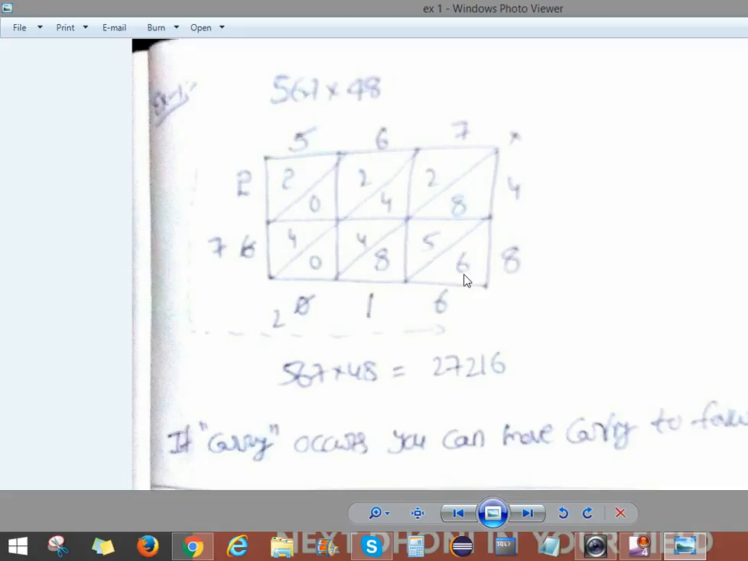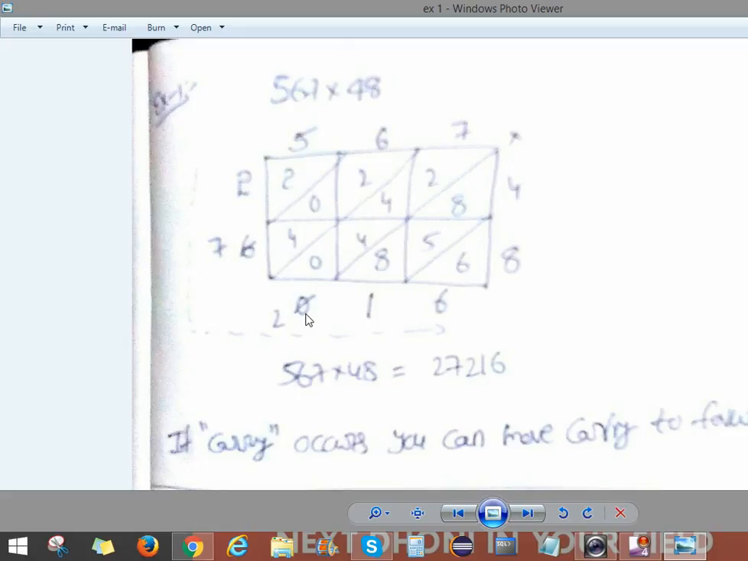What is the main trick? After doing this, corresponding to each separation, you can write like this. For the first box, there is a 2, so corresponding to 2 you can write 2 only, and for the next box you can add the entire diagonal. So that means 2 plus 0 plus 4, that means 6. And the next one, you get 2 plus 4 plus 4, that means 2 plus 4, 6, 6 plus 4, 10, 10 plus 0, 10.